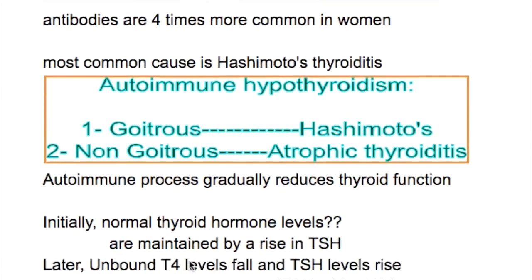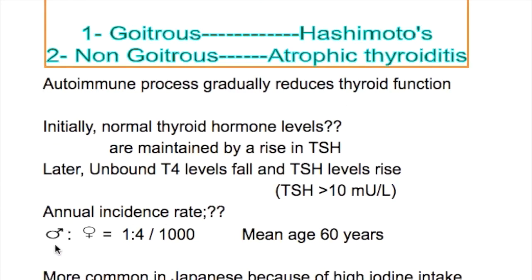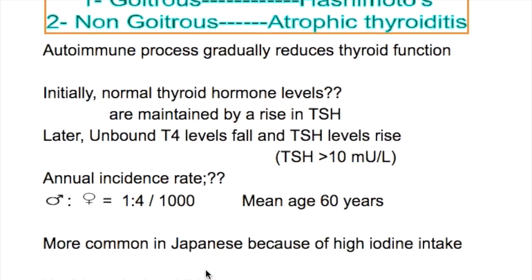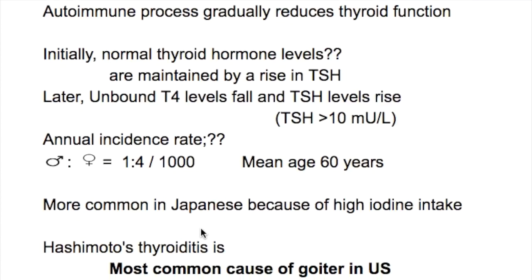How about the thyroid hormone levels in autoimmune thyroiditis? Initially, the thyroid hormone level is maintained at a normal level by a rise in TSH, but later unbound T4 falls and TSH level rises. Annual incidence rate for male to female is 1:4 per thousand, and mean age is 60 years, and it is more common in Japanese because of high iodine intake.